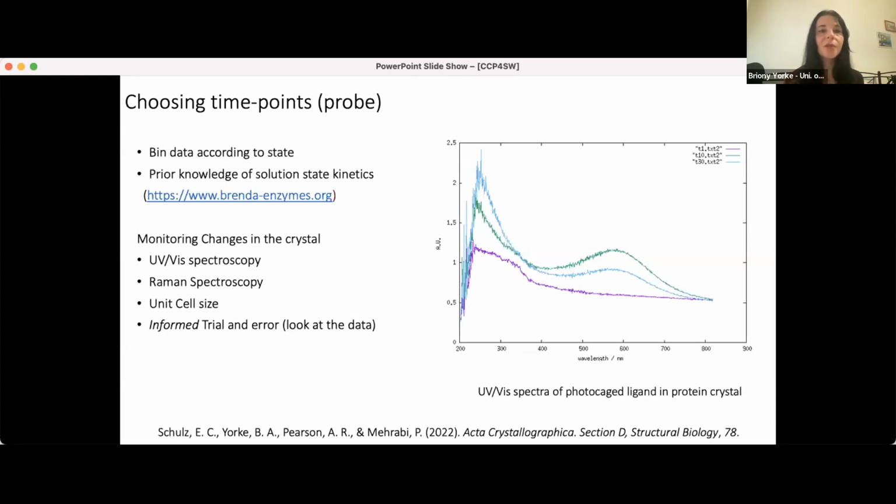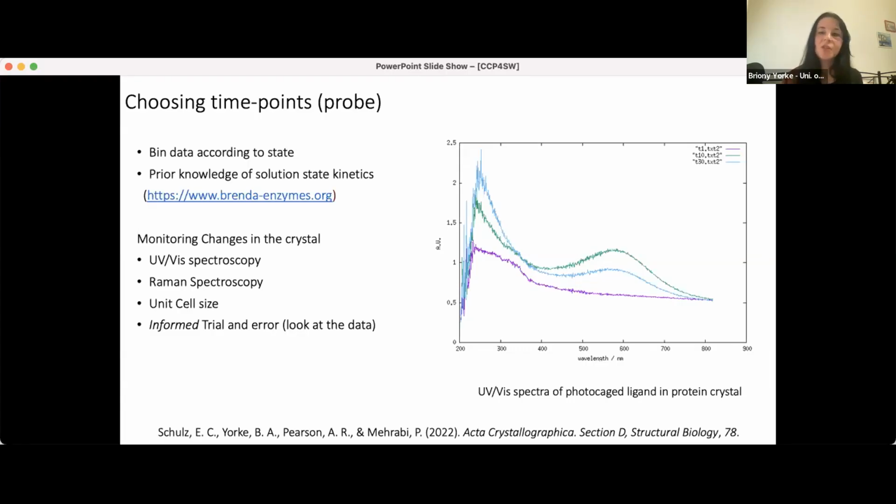First of all, it's really important to have prior knowledge of the solution state kinetics. I just popped this link here for people to use. So you can search for an enzyme and it can give you some information about the kinetics of lots and lots of different enzymes. It's a very useful database to use as a starting point.